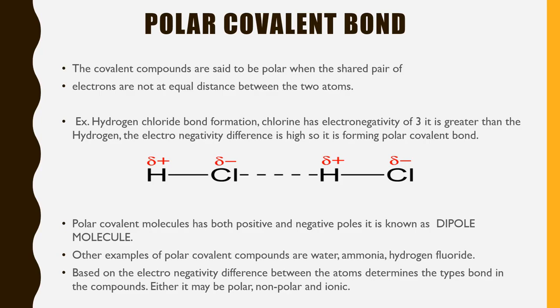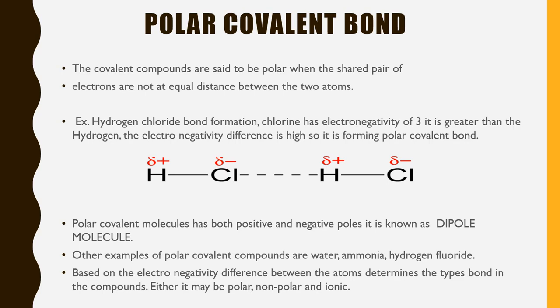Here we are going to discuss hydrogen chloride bond formation. Chlorine has higher electronegativity than hydrogen. See, its electronegativity is 3, and the hydrogen's is less than this. So the electronegativity difference is high, so it is forming a polar covalent bond.